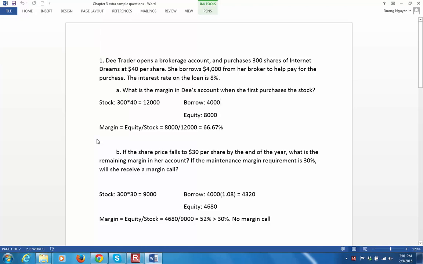Hello everyone. I'm going to go over some extra questions for chapter 3. Now let's take a look at the first example here.